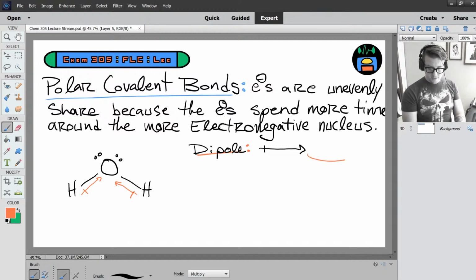This part here shows the negative end of a bond, and this part right here shows the positive.